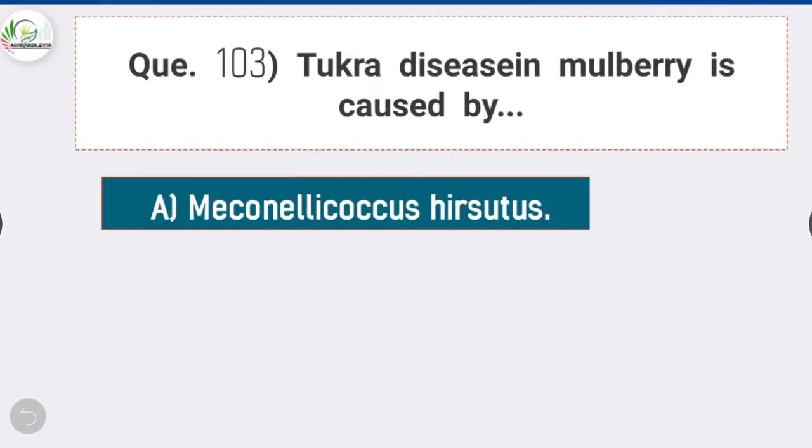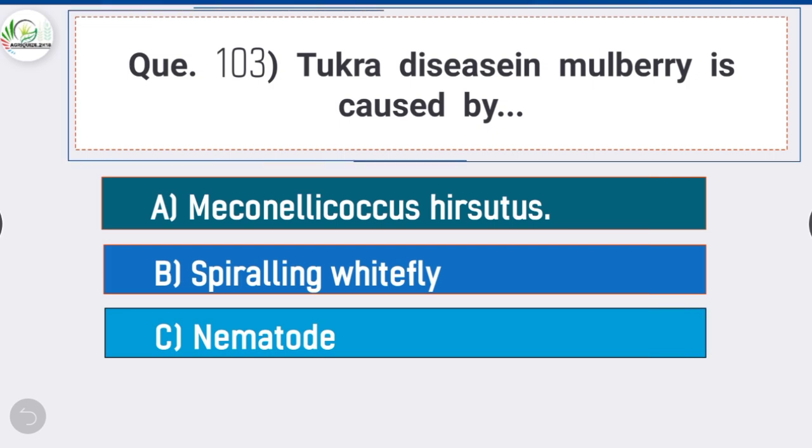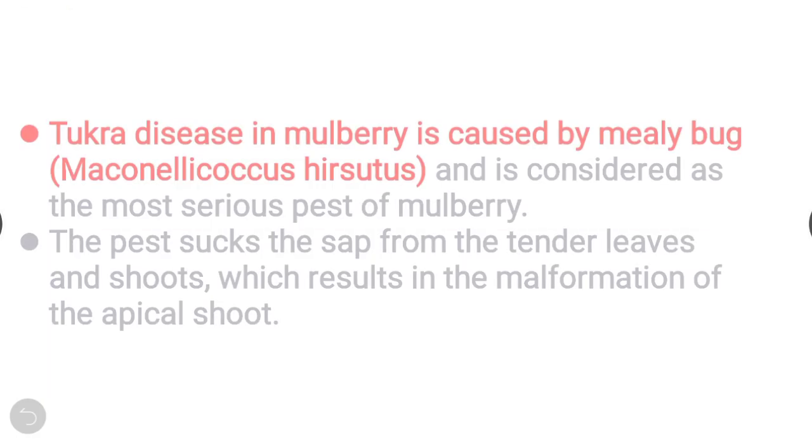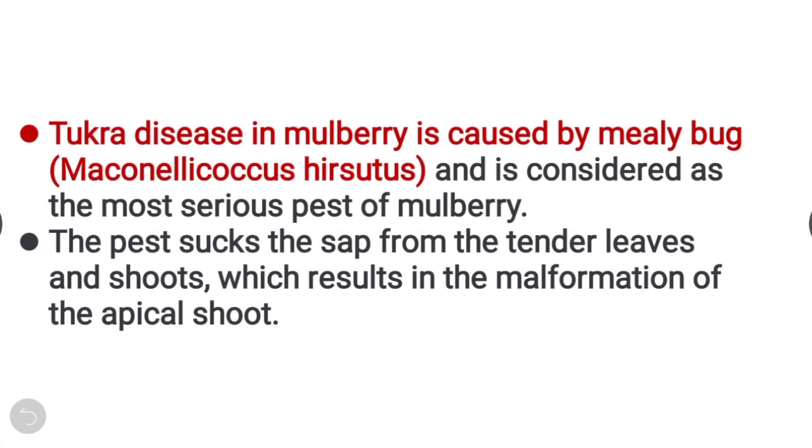Question number 103. Tukra disease in mulberry is caused by, and the correct answer is option A, Maconellicoccus hirsutus. Tukra disease in mulberry is caused by mealybug, whose scientific name is Maconellicoccus hirsutus, and is considered the most serious pest of mulberry. The pest sucks the sap from the tender leaves and shoots, which results in the malformation of the apical shoot.